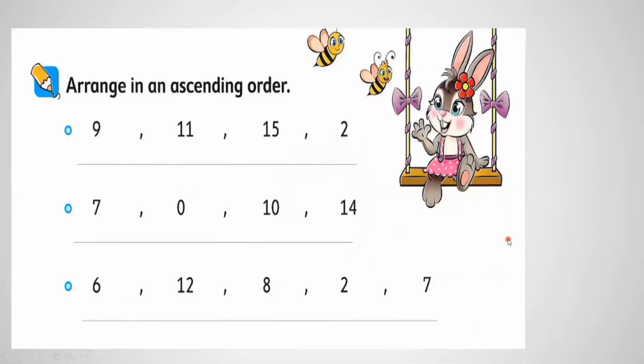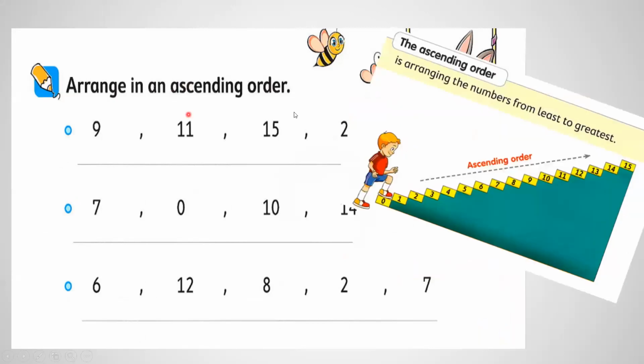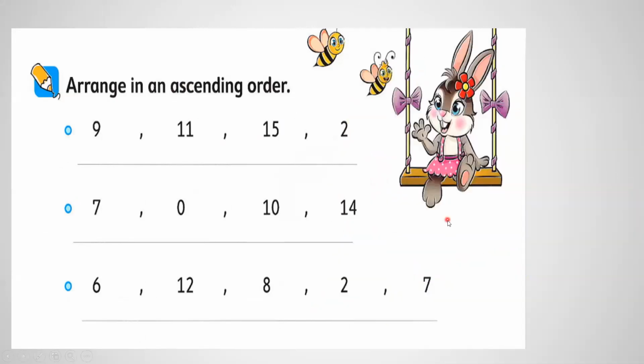Let's solve these examples together. He is saying arrange in ascending order. Again, ascending means, and you remember? Yes, ascending means from the smallest to the greatest. I have numbers 9, 11, 15, and 2. So I'm going to say, where is the smallest number? Yes, it's 2. So put it first.